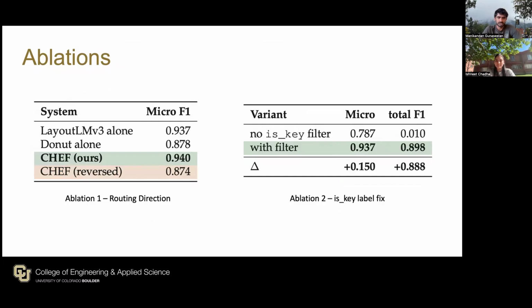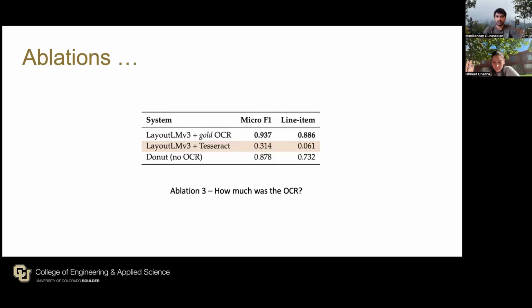The first ablation is running LayoutLMv3 alone and Donut alone, and then our Chef hybrid system, which has a better F1 score than both of them. We also want to show that the routing direction matters. So we reverse our routing direction in that we take what Donut is good at and make LayoutLMv3 generate that. And we see that the F1 score there is worse than both LayoutLMv3 and Donut. We also do an ablation study with and without the SKU filter, and we find that having the SKU filter drives up our score by a lot.